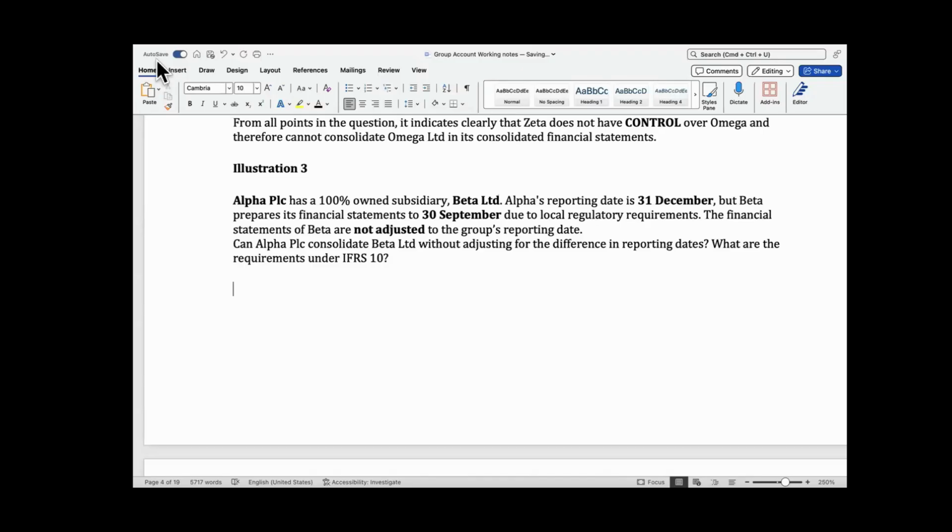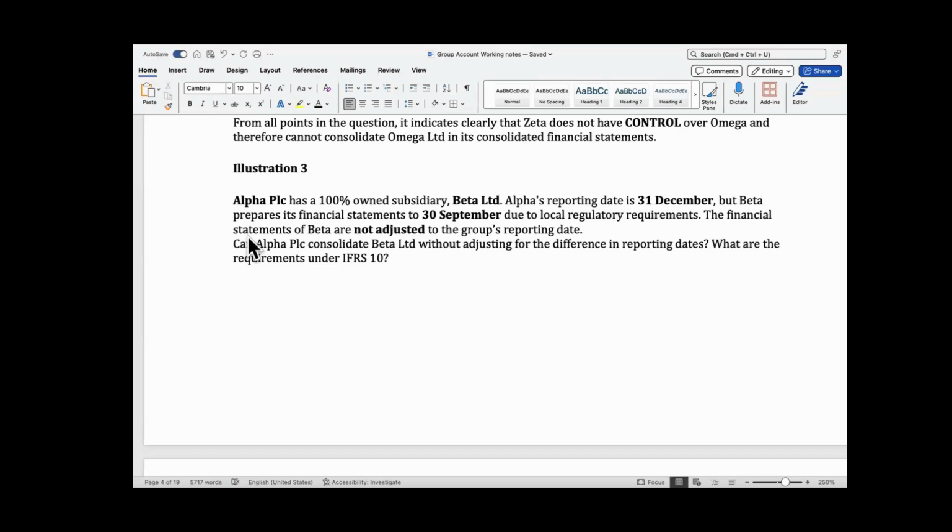Alpha PLC has a 100% owned subsidiary, Beta Limited. Alpha's reporting date is 31st December, but Beta prepares its financial statements to 30th September due to local regulatory requirements. The financial statements of Beta are not adjusted to the group's reporting date. Can Alpha PLC consolidate Beta Limited without adjusting for the difference in reporting dates? What are the requirements under IFRS 10?